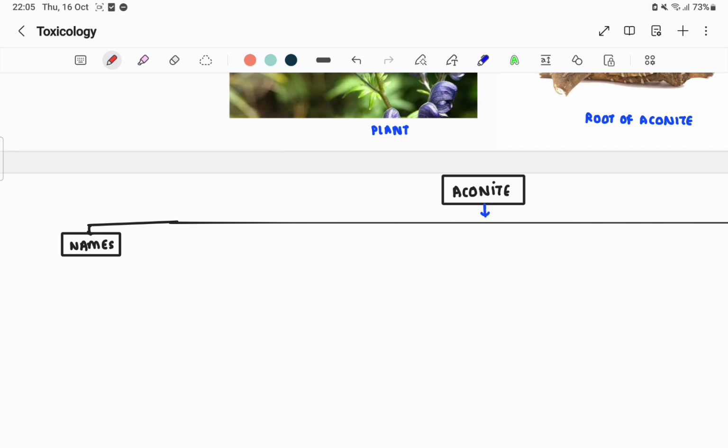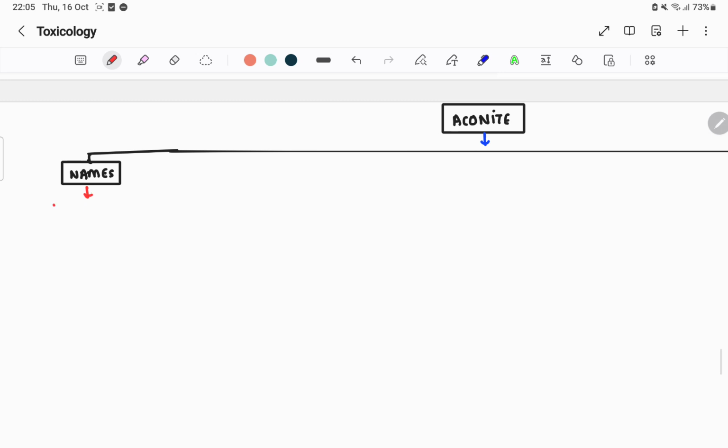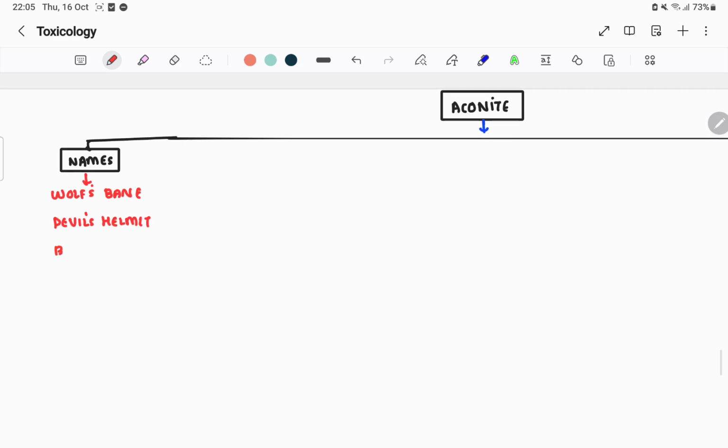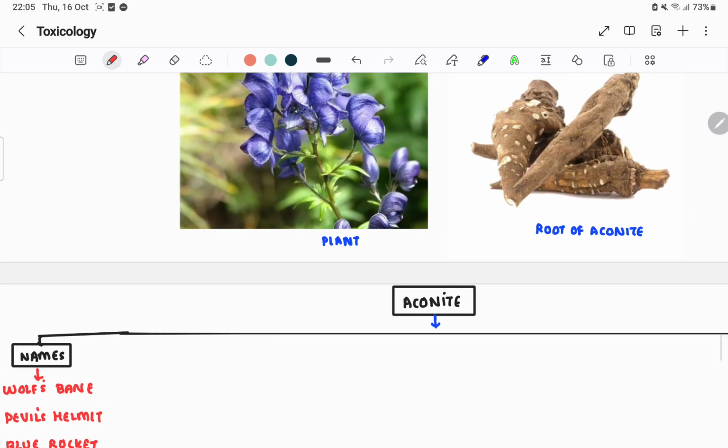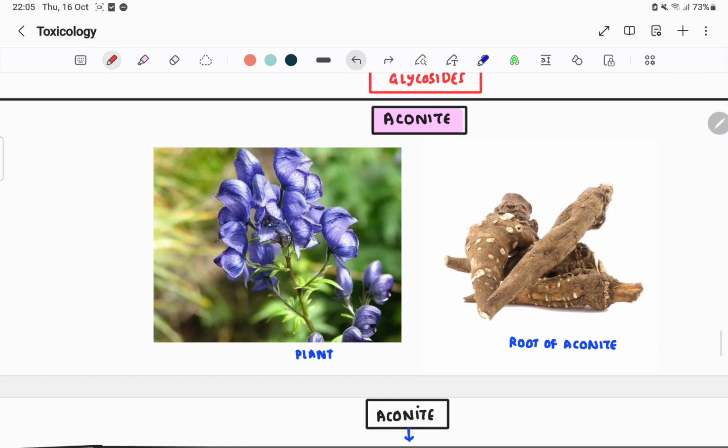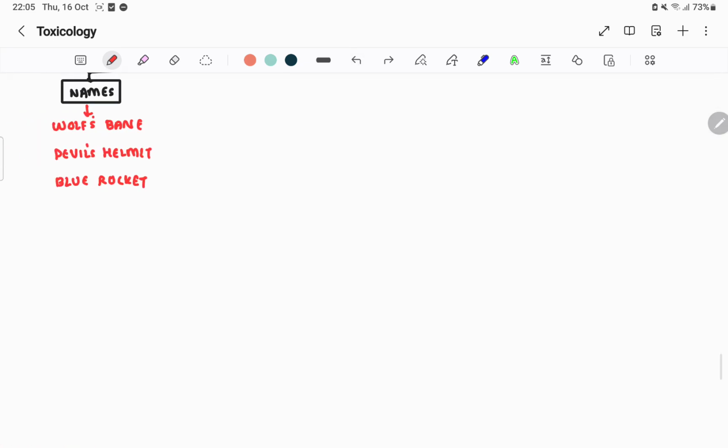Aconite is also called wolf's bane. Devil's helmet. I don't know which devil they saw, which helmet they saw. Blue rocket. Many funny names. Does it look like a rocket? I don't know, but it is named so. Monk's hood.